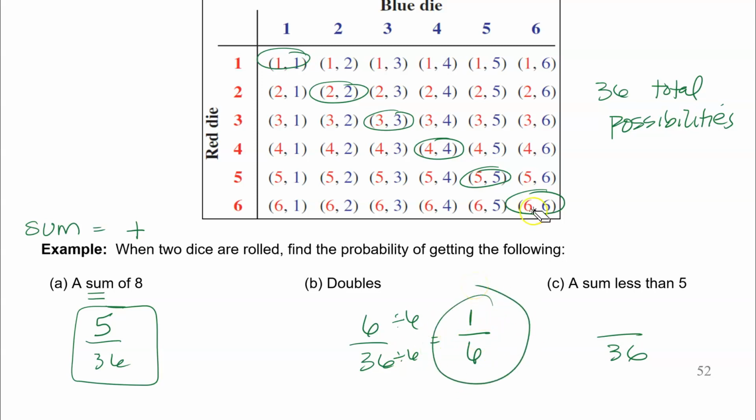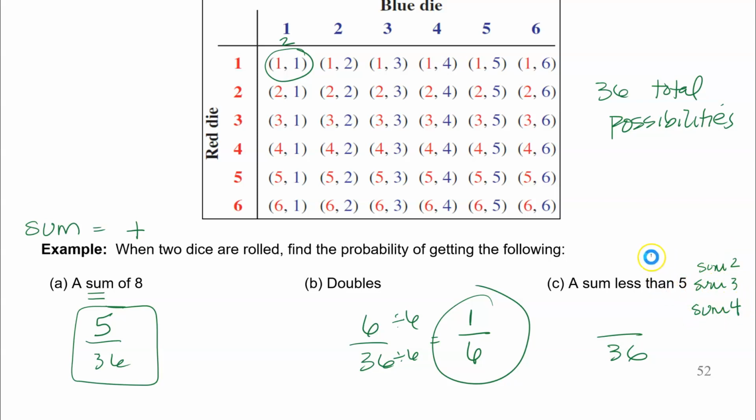And then lastly, a sum less than 5. So let's think about what the smallest sum would even be. If we roll a 1 and a 1, we're getting a sum of 2. So what's the chance that you get a sum of 2? You could get a sum of 3. You could get a sum of 4. Less than 5 means not including 5.